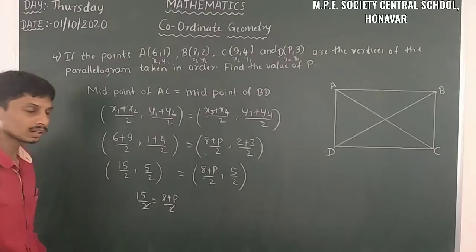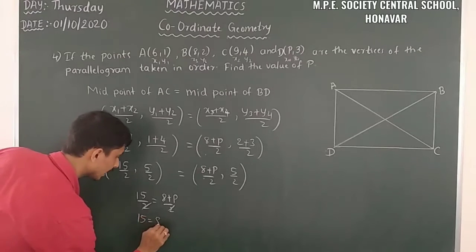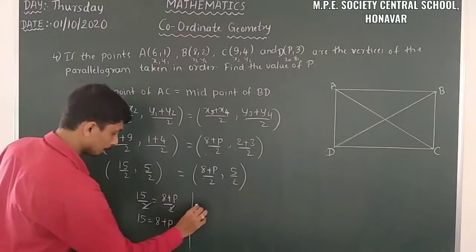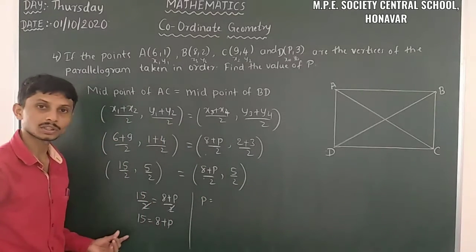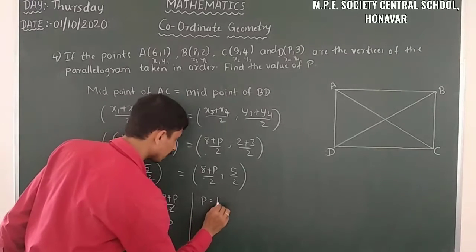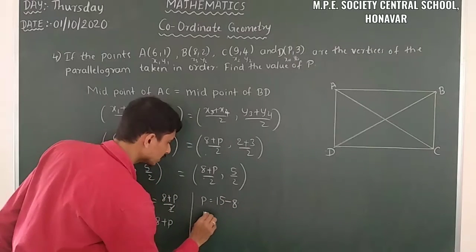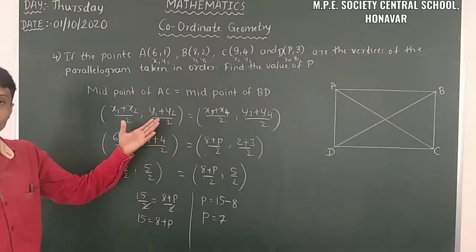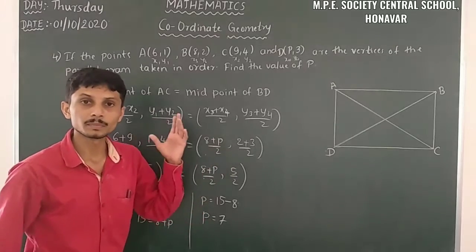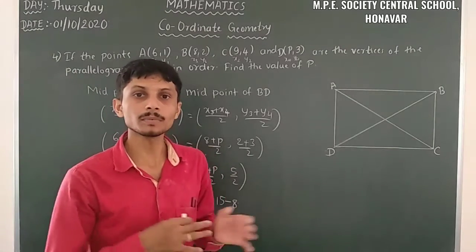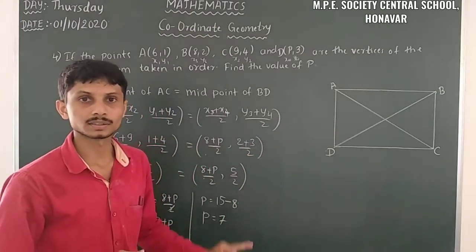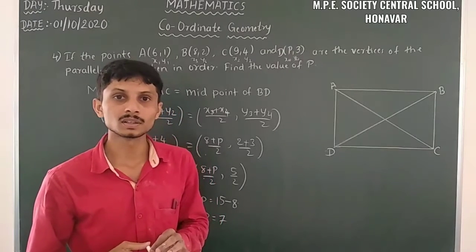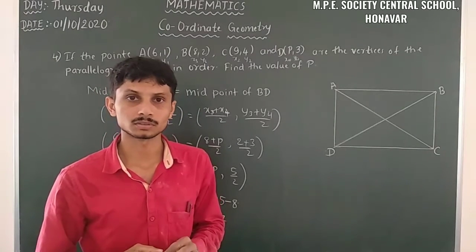We can cancel out 2 here. 15 is equal to 8 plus p. Then p is equal to, I will transpose 8 to the LHS side, it becomes 15 minus 8, then p is equal to 7. So p is equal to 7 is the answer. We have found this from the midpoint formula, which is also a part of the section formula. So let us move on to the next question.